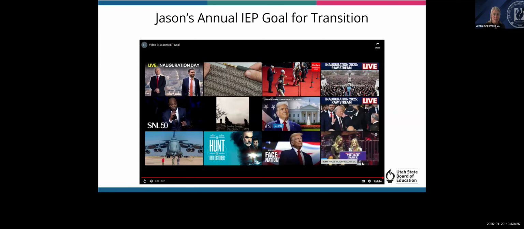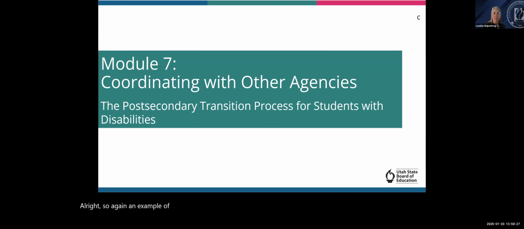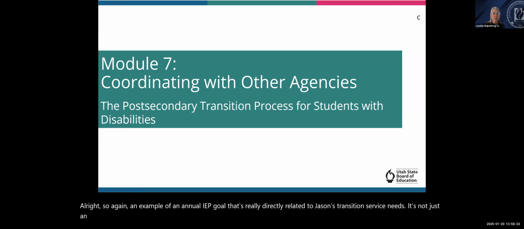So again, an example of an annual IEP goal that really directly related to Jason's transition service needs. It's not just an academic goal, like improve reading. So that's an effective practice, is to do that.